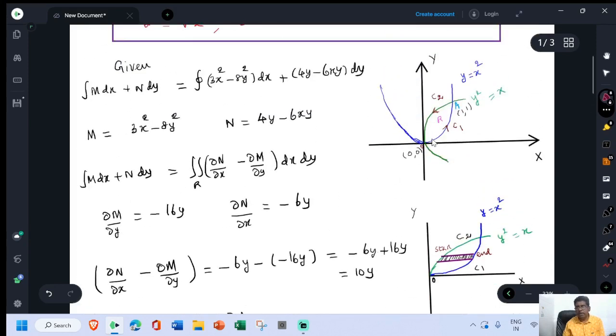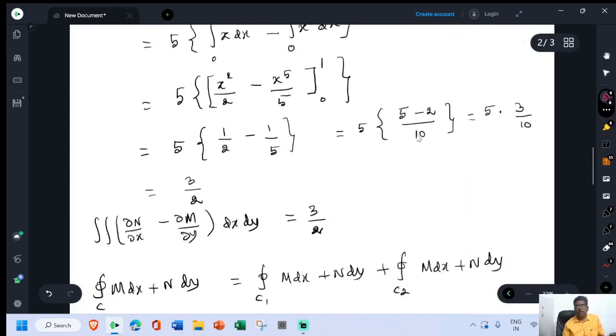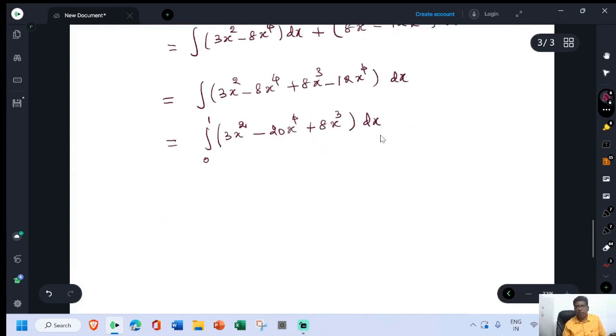Just while dealing with the curves individually, take the starting point and end point. Starting point of the curve is 0 and end point of the curve is 1. So the lower limit of x is 0, upper limit is 1. Now integrate this. 3x cube by 3 minus 20x power 5 by 5 plus 8x power 4 by 4.